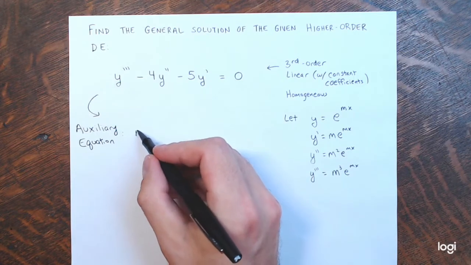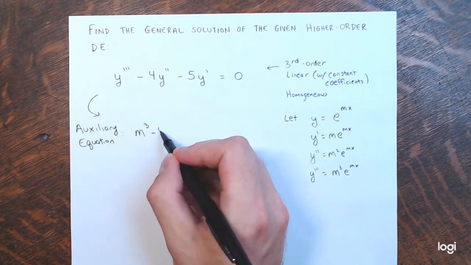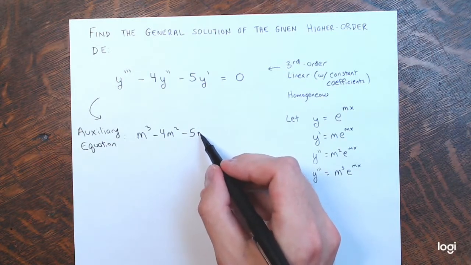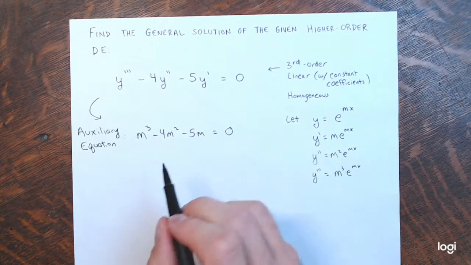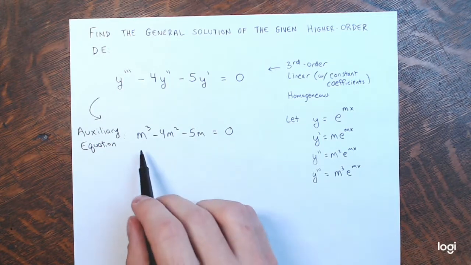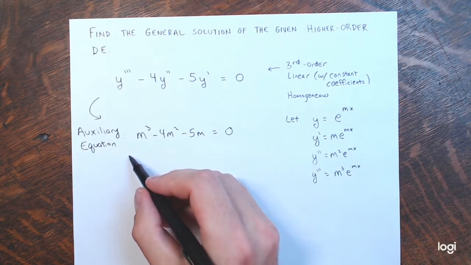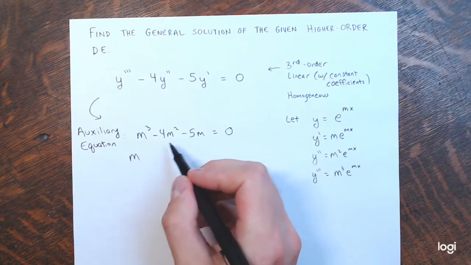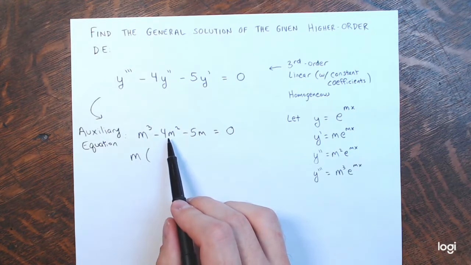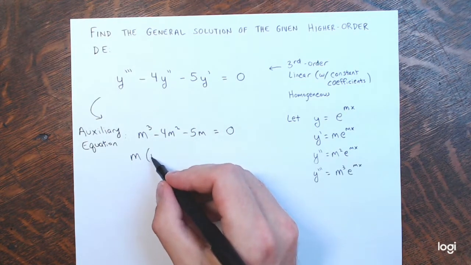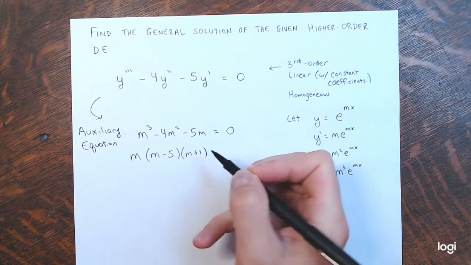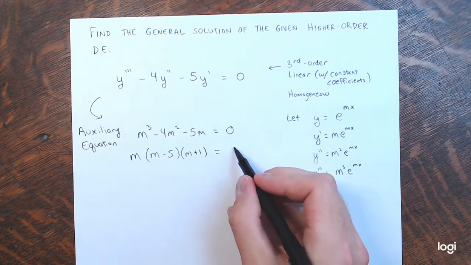In this case that would be m cubed minus 4m squared minus 5m equals 0, right? It's a cubic polynomial equation, and I solve for m. This is easily factorable. You can pull m out, and then you'd be left with m squared minus 4m minus 5, which would factor to m minus 5 times m plus 1. You can double check all this.